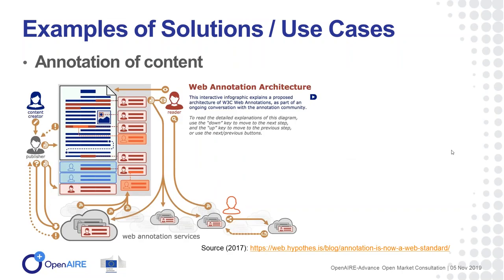The last example is the annotation of content, where now already since 2 years, a web standard is defined: the W3C Web Annotation standard. And this is an interesting idea that could improve implementations for open peer review, where a reviewer is able to annotate the content that was created by another person, and to make these annotations visible using well-established standards.